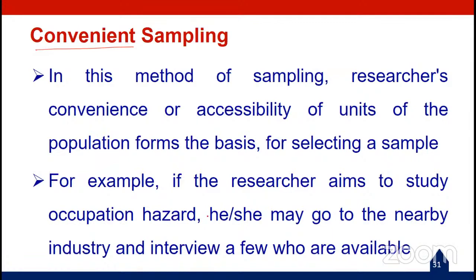For example, the researcher aims to study occupational hazards. The researcher may go to a nearby industry and interview a few who are available. Or in studies which happen in a hospital setting, they go to the OPD, and whoever is willing and gives consent, they select them. Based on ease of availability and accessibility, you select the sampling units. So this is convenient sampling.